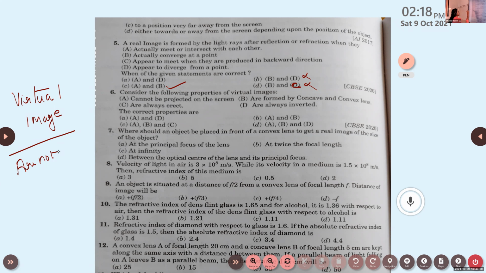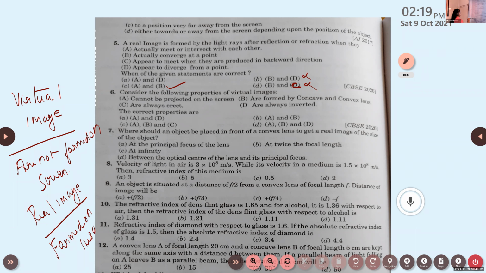Anyway, just note the difference between virtual image and real image. Virtual images are not formed on the screen. What do you mean by real image? Real images are formed on the screen. We get the real image on the screen, but virtual images are not formed on the screen. Okay. So here, option A, cannot be projected on the screen, is a true statement regarding virtual images.